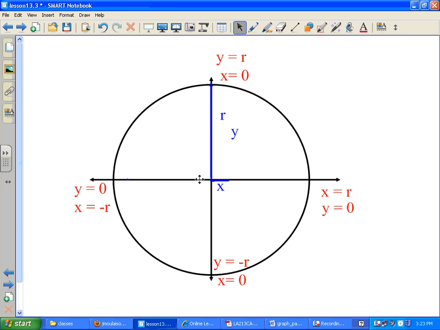So if the terminal ray lies here along the negative x-axis, for the values of x, y, and r, y is 0 and x is the opposite of r. Here you can see the three values for x, y, and r, and also here. And I'm going to pause this presentation and continue in another video.